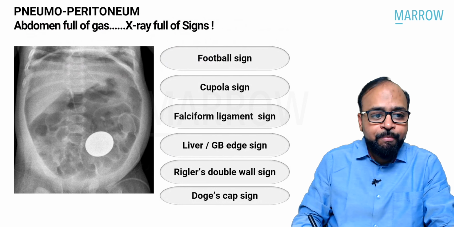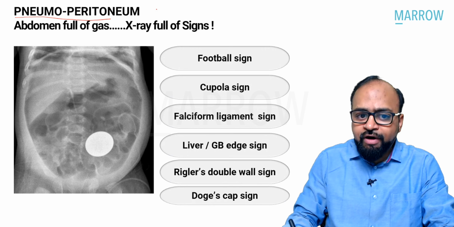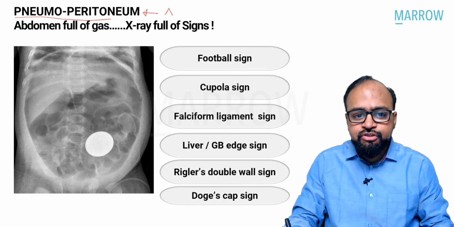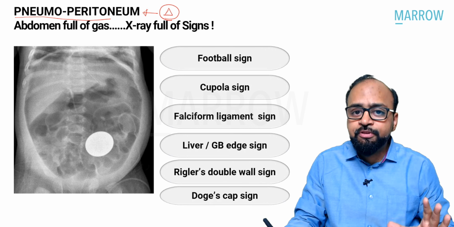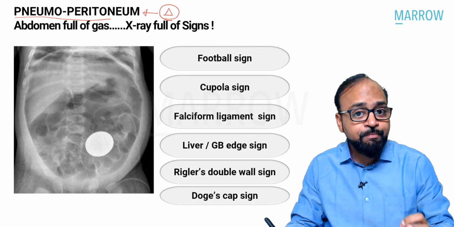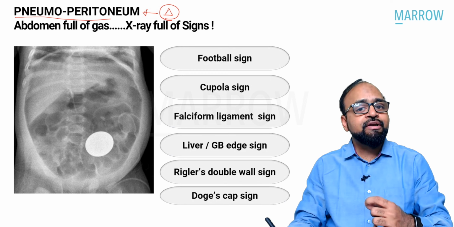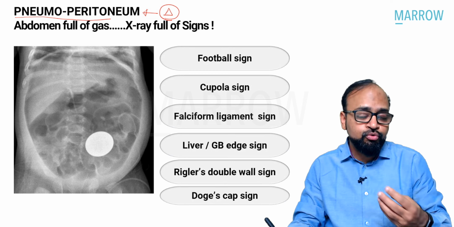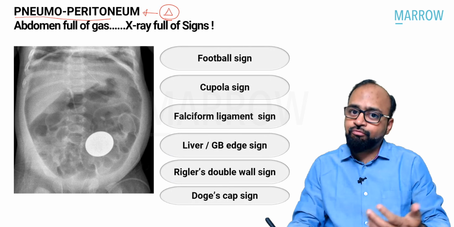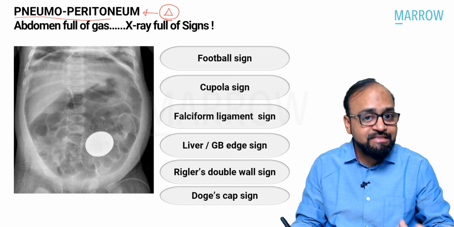So pneumoperitoneum, very, very, very important topic for your exam. Why so? Because your examiner always wants you to make this particular diagnosis. Your examiner wants to make sure that you never miss this particular diagnosis. Remember, because if you miss this particular diagnosis, the patient may lose his life in clinical practice. So therefore, every other year, a question is asked on pneumoperitoneum. A question this time was asked on one of the signs in pneumoperitoneum.